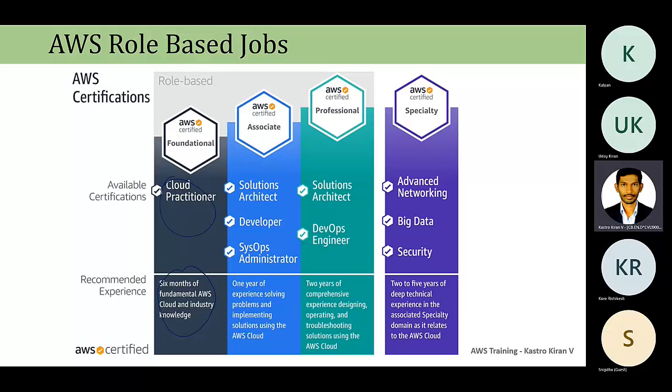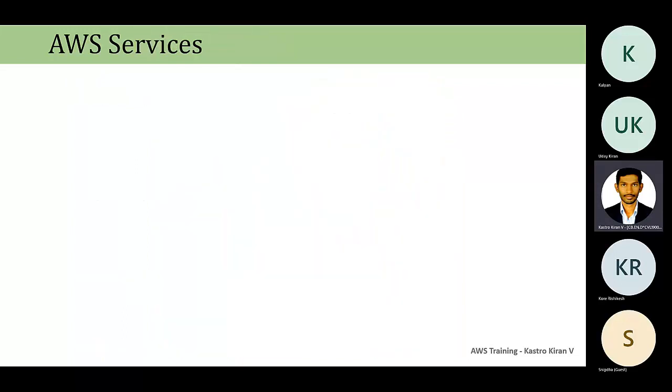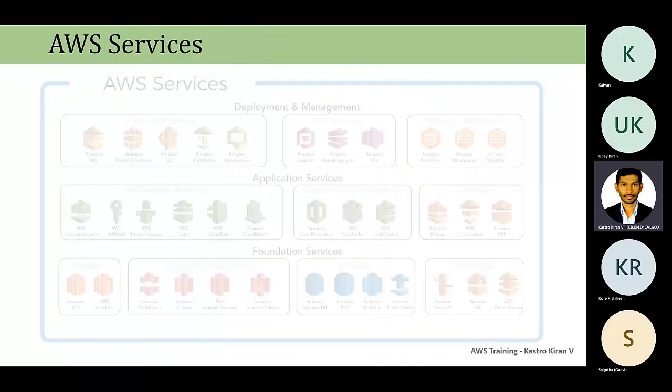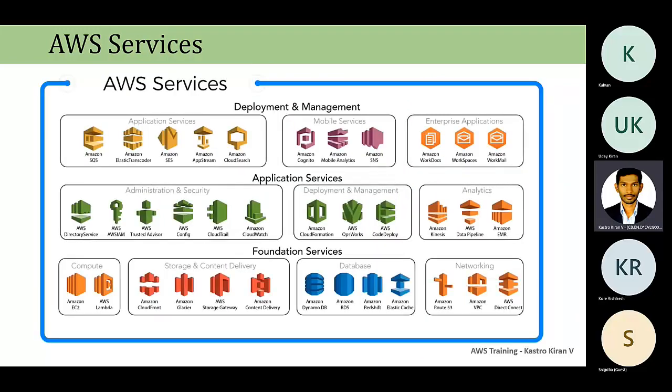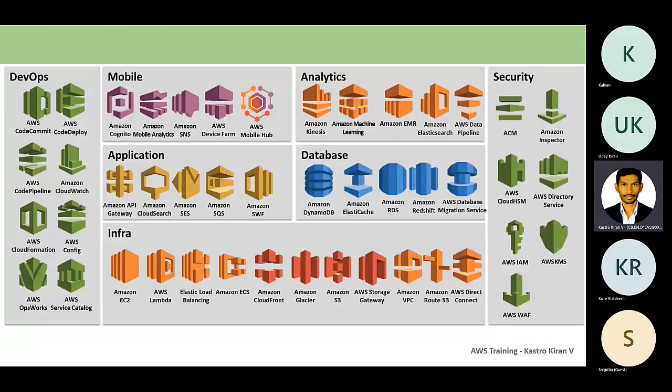That helps you to get the industry knowledge, how actually the industry is working with respect to AWS. So these are the different roles which are based on AWS. And then come the different AWS services. These are a few different AWS services. You can see all these sets of services. Along with these, you also have a few other services.